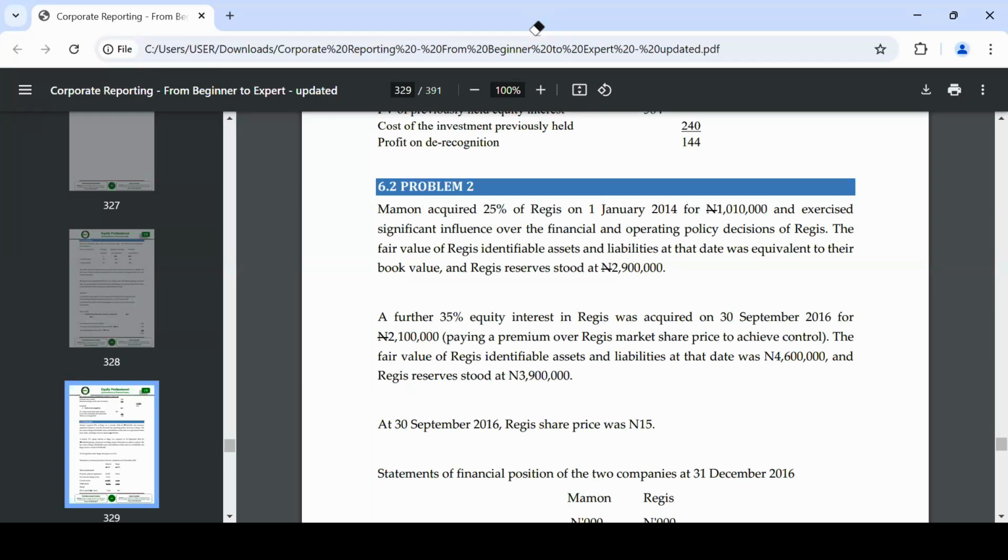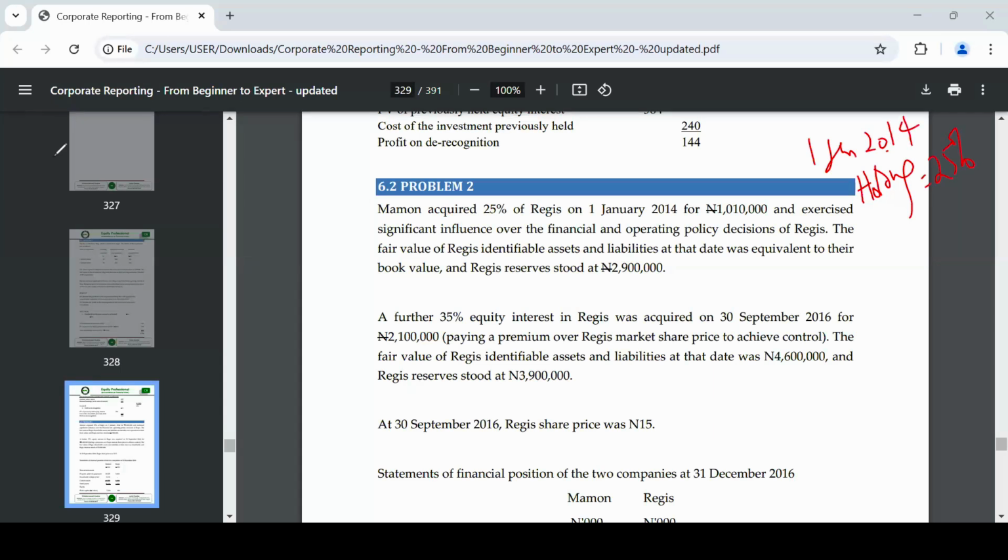If I were you in the exam hall, because when the information gets plenty like that, you may lose track, what I will advise you to do is this. For each paragraph, pick out the necessary information you need. If I were you, I would say holding as at this date is 25%. Which date? January 1st, 20.